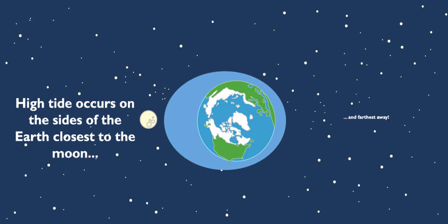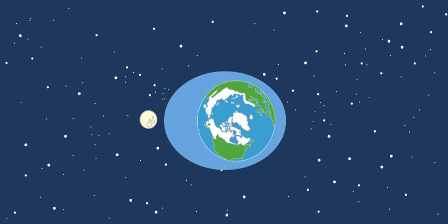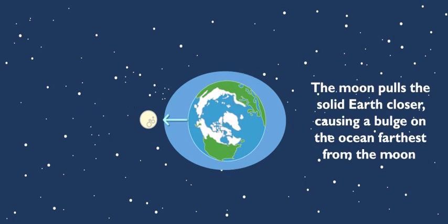Funny thing is, the side of the Earth farthest from the moon has high tide at the same time. What? That seems a little out of tune to me. Really. It's because the moon pulls the actual solid Earth closer, but not the water on the farthest side, so that water bulges out too. Oh, strange. But I gotcha.